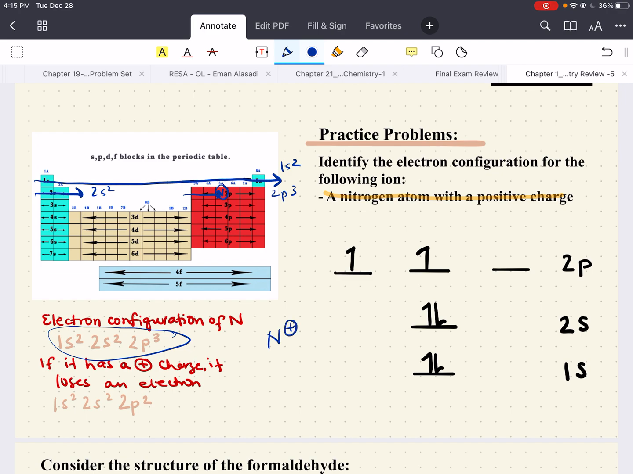Now, what if that nitrogen has a positive charge, an N+? That means it lost an electron. That's why it's positive. And so what we want to do is take off that electron from the highest energy orbital. So instead of 2p3, a nitrogen with a positive charge is actually going to be 2p2. And so the whole electron configuration for a nitrogen with a positive charge is 1s2, 2s2, 2p2. We can go ahead and fill up the atomic orbitals for that. We're going to put 2 electrons in the 1s orbital, 2 electrons in the 2s orbital, and then 2 electrons in the 2p orbitals, 1 in the 2px and 1 in the 2py orbital. There is nothing in 2pz because there are only 2 electrons in the 2p orbitals. And that's how you would do that.